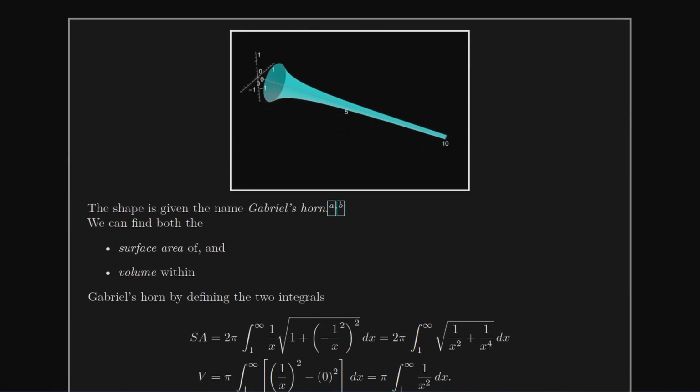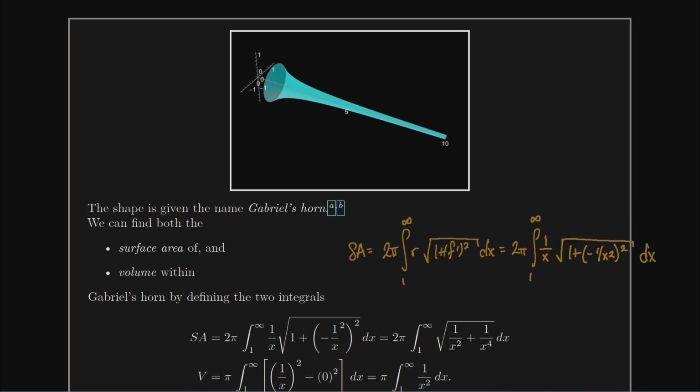So if we construct the surface area formula, let's recall what that looked like. SA would be 2 pi integral r times the arc length, so root 1 plus f prime squared dx. Well, in this case, r is the function 1 over x, and then f prime would be its derivative, so 1 plus negative 1 over x squared dx. We'll integrate from 1 to infinity here, from 1 to infinity here. So there's my surface area.